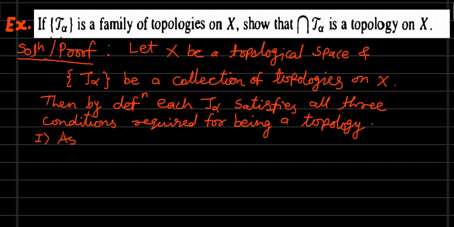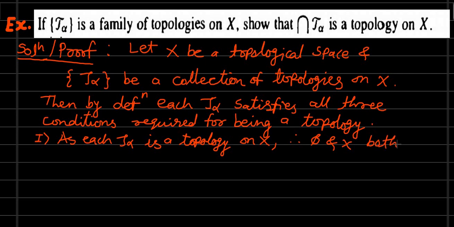As each T_alpha is a topology on X, therefore the empty set phi and the complete set X both belong to each T_alpha. As each T_alpha is a topology, the empty set phi and the complete set X both belong to each T_alpha.